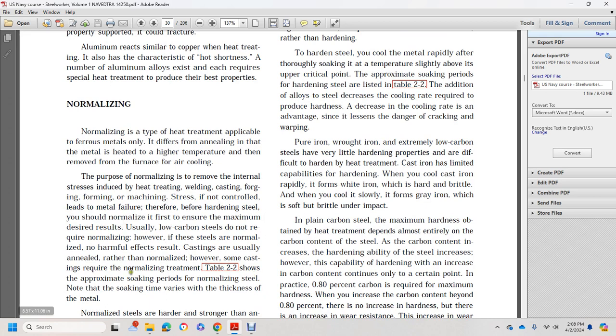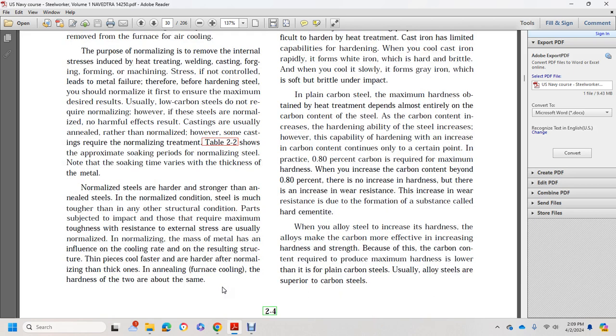Table 32 shows the approximate soaking periods for normalizing steel. Note that the soaking time varies with the thickness of the metal. Normalized steels are harder and stronger than annealed steels. Normalized steel has more toughness than steel in any other structural condition.